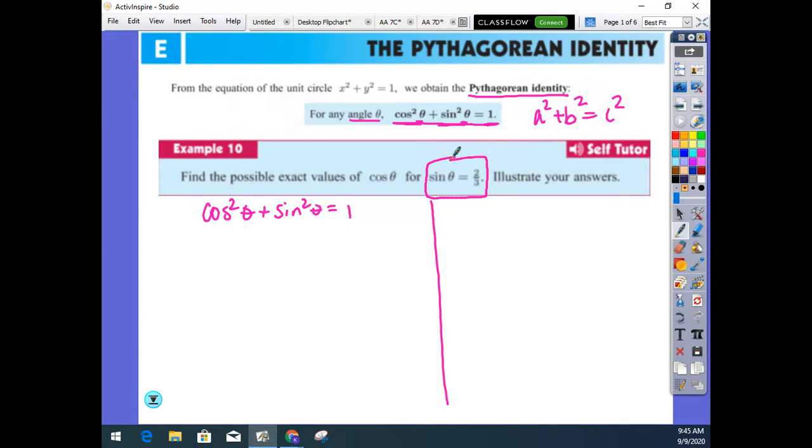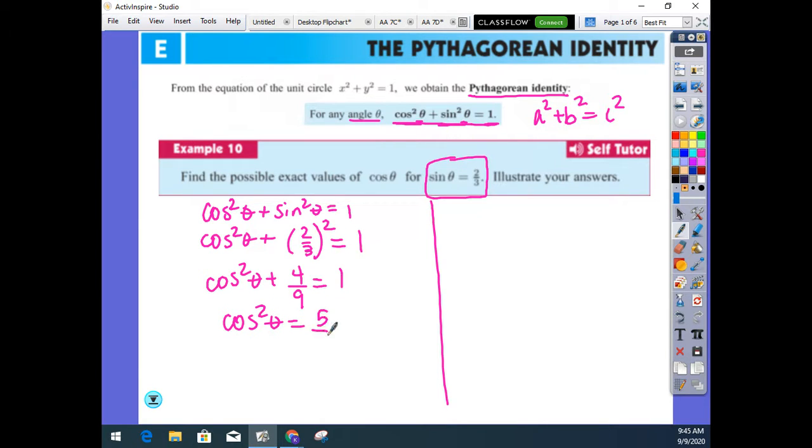We know that sine equals 2/3. So I'm going to substitute 2/3 in place of sine. Then I'm going to square it. Subtract 4/9 from 1 to get 5/9. Square root both sides. Cosine equals, when you square root the equation, you need the plus or minus. 5 I cannot take the square root of, but 9 I can, and that's my final answer.